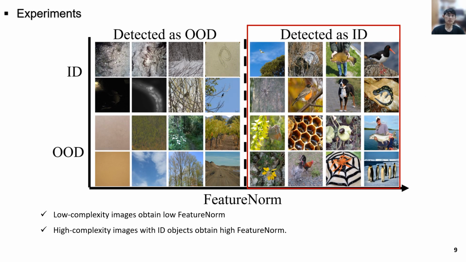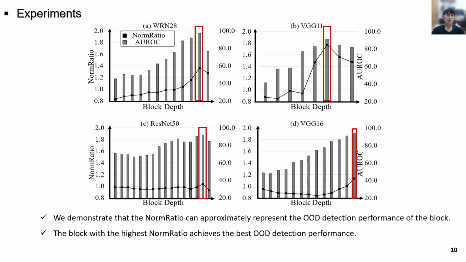Furthermore, we made an intriguing observation that our method produces a high feature norm when the given image contains an in-distribution object with a clear view. Conversely, it yields a low feature norm when the given image lacks objects or consists of very simple texture-like patterns. In detail, we observed that the norm ratio varies for each block, and as anticipated, the block with the highest norm ratio demonstrates the most effective OOD detection performance. Please see the red box in the figure.